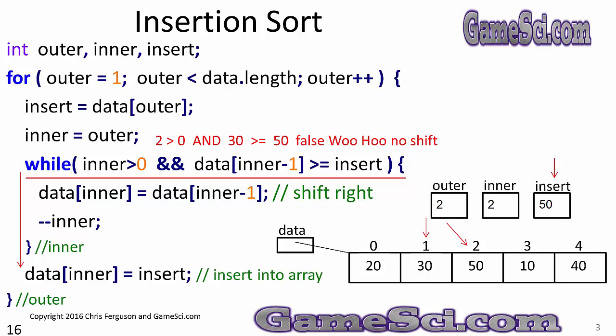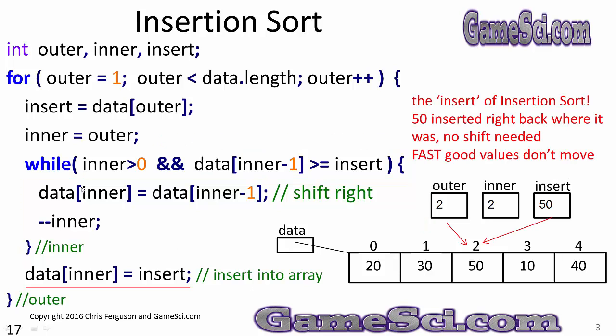This is where the speed advantage of insertion sort occurs. This while loop never even executes. We decide right away that there's nothing to shift. We'll leave the while loop. We'll come down and do data sub inner equals insert. This is the insert of insertion sort. The 50 is inserted right back where it was.